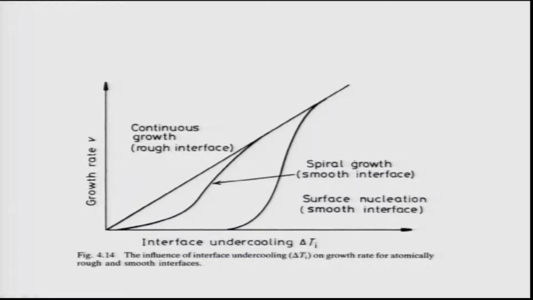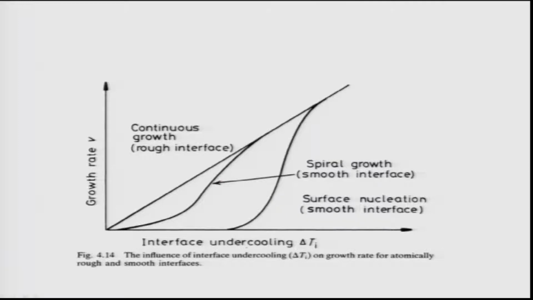So, therefore, the growth rate V is basically a straight line for the continuous growth, and for the spiral and the surface nucleation dominated growth, they are actually not directly proportional to delta t, but they are proportional to some functions of delta t, and they are basically exponential functions of delta t, as you have seen from the nature. So, basically the growth rate by surface nucleation is very slow initially.